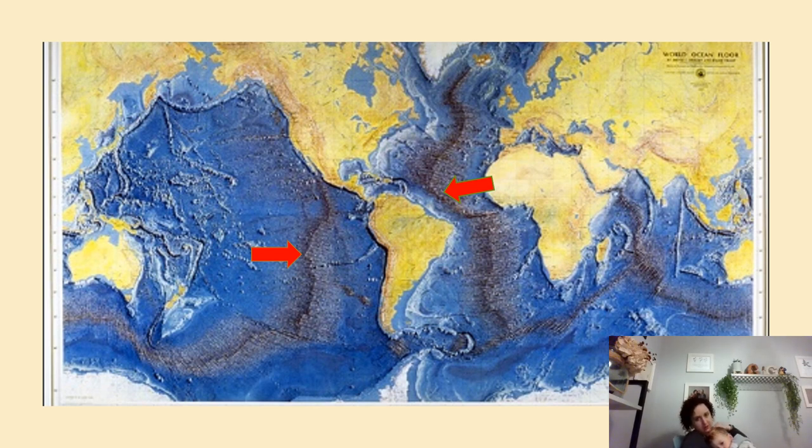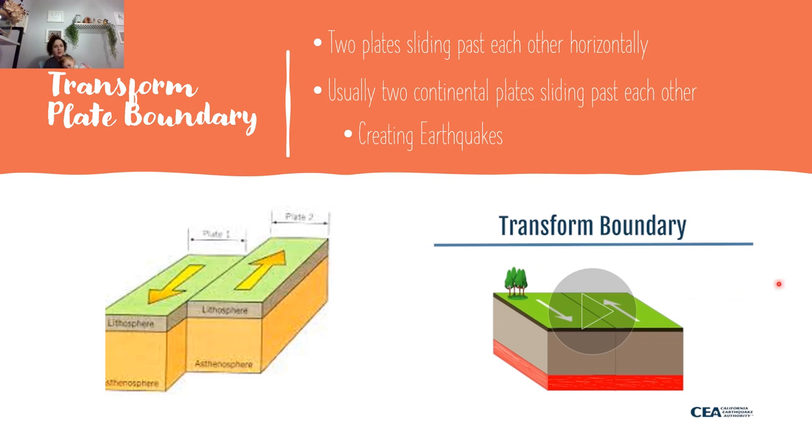Okay. So then we have transformative boundaries. This is where two plates are sliding right next to each other. Usually it's two continental plates sliding next to each other. This creates a lot of minor earthquakes. You get super major ones at subduction zones.